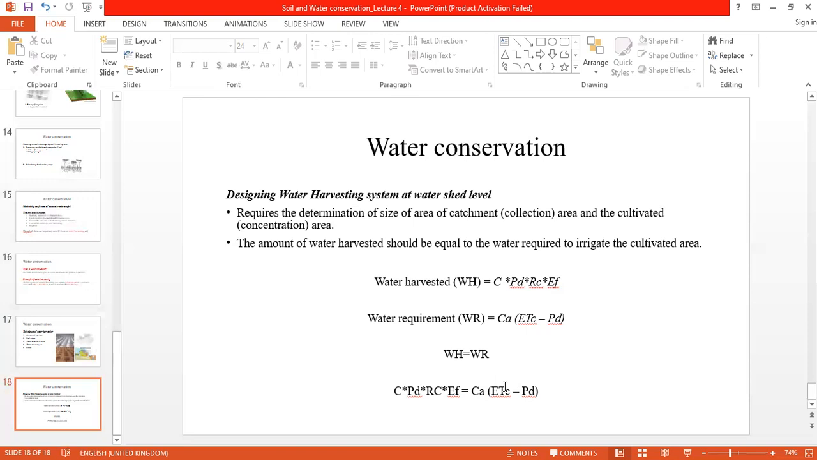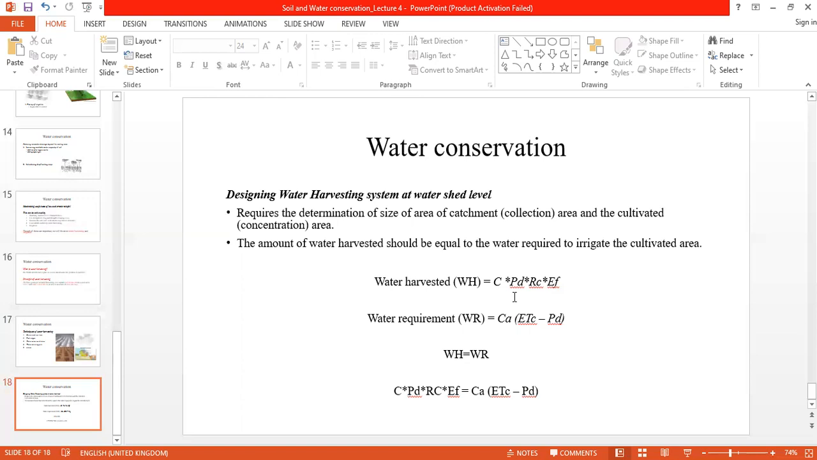That deficit will, of course, be in millimeters. When we multiply it by the area that we have, it will give us the volume. So what we want now is that this amount of rain that is harvested should be equal to this volume of water deficit required. So what we are saying is that water harvested should be equal to the water required.